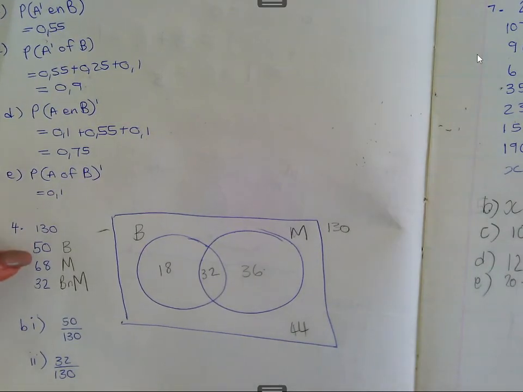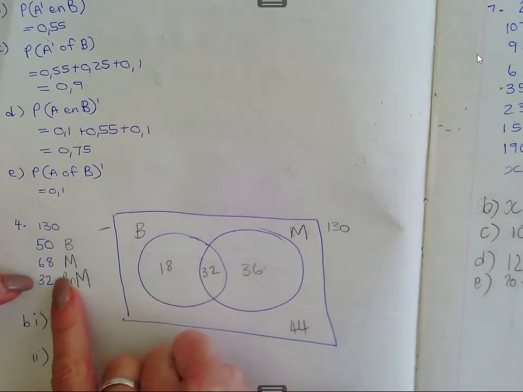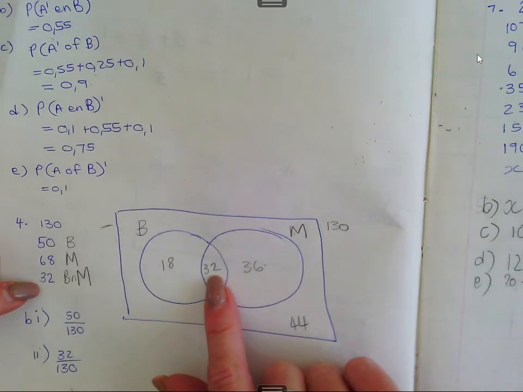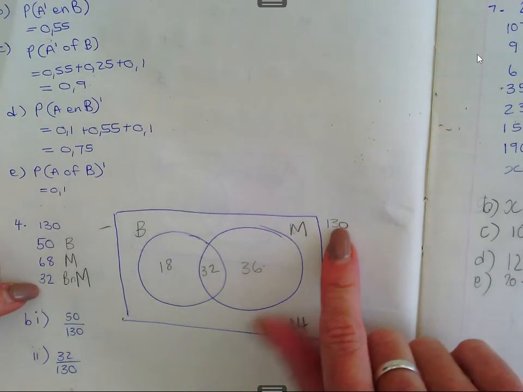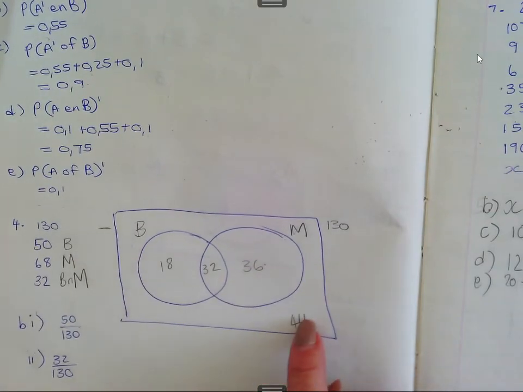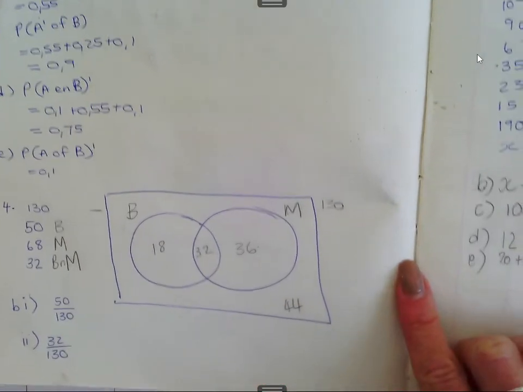Okay, the probability for biology is 50, for maths is 68, and biology and maths is 32. The total is 130 learners. So you start in the middle, subtract to the outside, and then the difference is 44 that has to be on the outside. Do you understand that one?